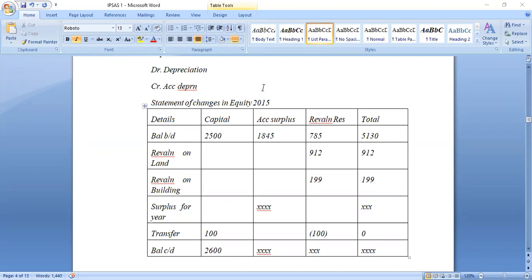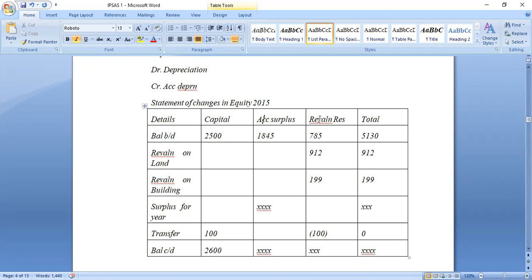Statement of changes in equity. What it does, it just shows what has changed in the equity section. The balance sheet has three sections: the asset section, equity, and liability. Changes in equity looks at the equity part only, where you find capital, revaluation reserve, revaluation surplus, retained earnings, general reserve. All those items must come in the statement.